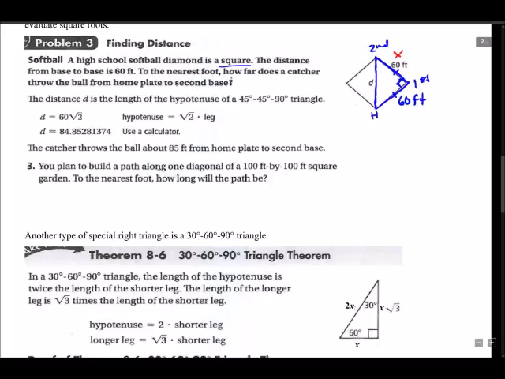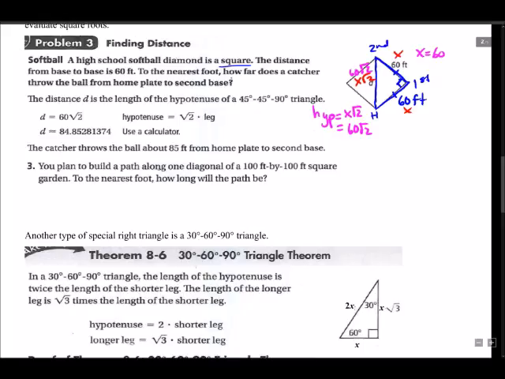So I'm going to say x, x, and x root 2. And this is where knowing your shortcut really comes in handy. Because what do we know here? We know that x equals 60. Look at that, it's right there. X equals 60. And so what's the length of the hypotenuse? The hypotenuse is x square root 2. So our hypotenuse is 60 square root 2. Look how easy that is. I know this is x. I can just put a 60 right there.